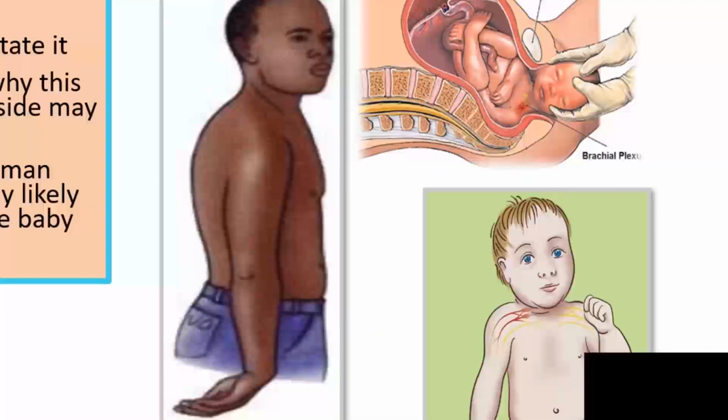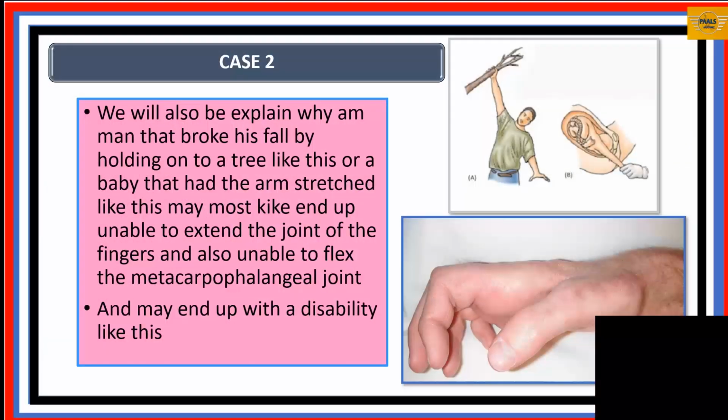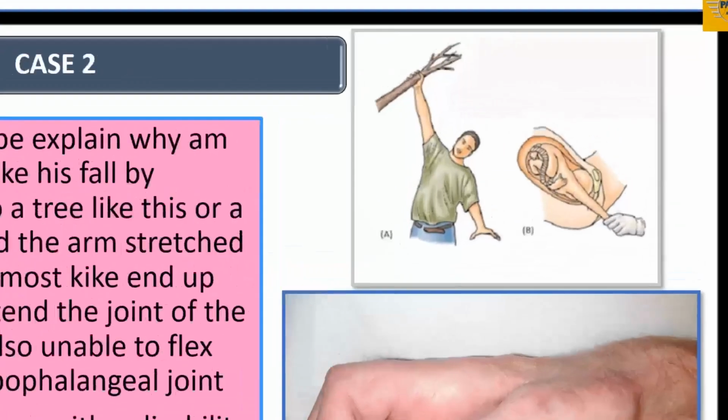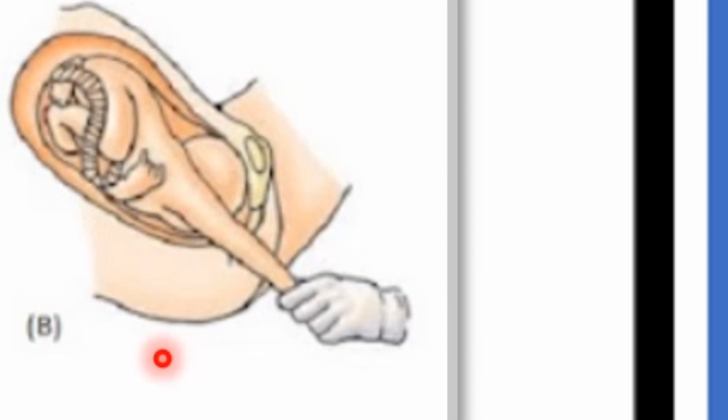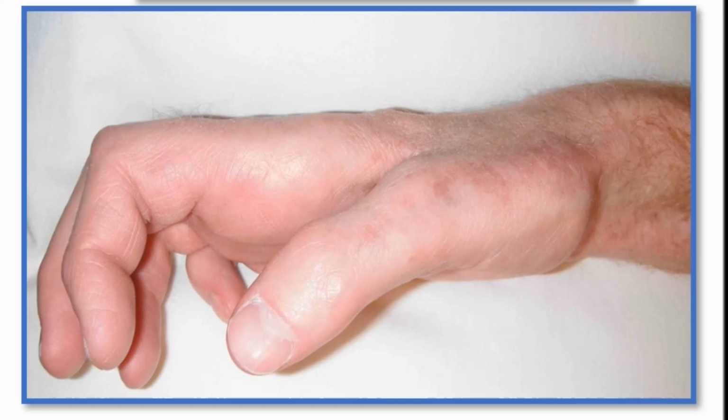Let's look at another case. We'll be able to explain why a man that broke his fall by hanging on a tree like this, or this baby here that is having the arm stretched this way, may most likely end up unable to extend the joints of the fingers and also unable to flex the metacarpophalangeal joint, and may end up with a disability like this. I will also show you another case that will interest you.